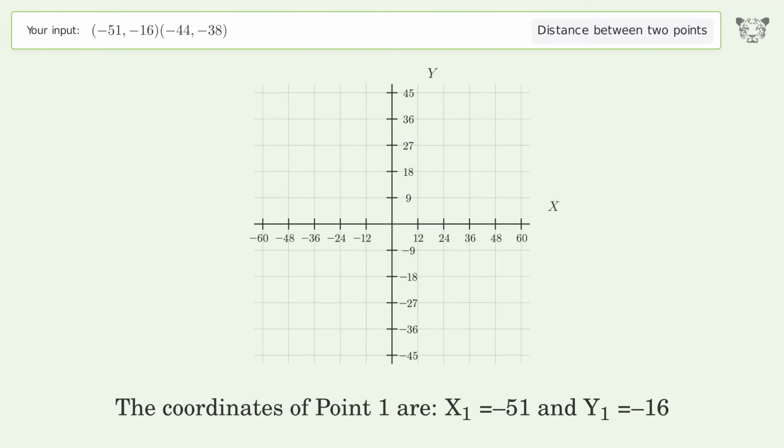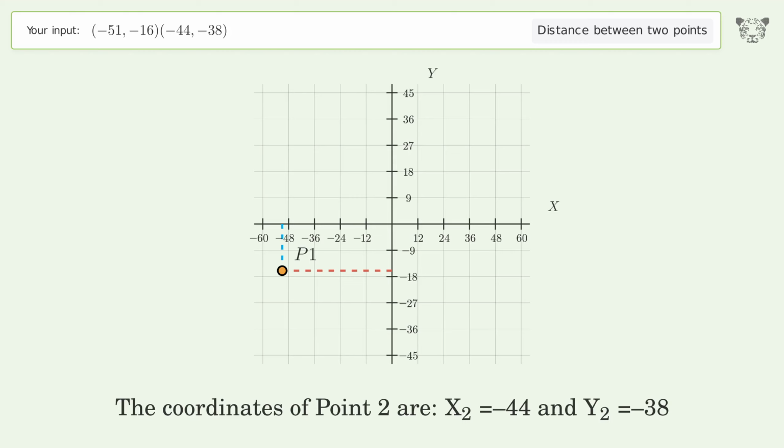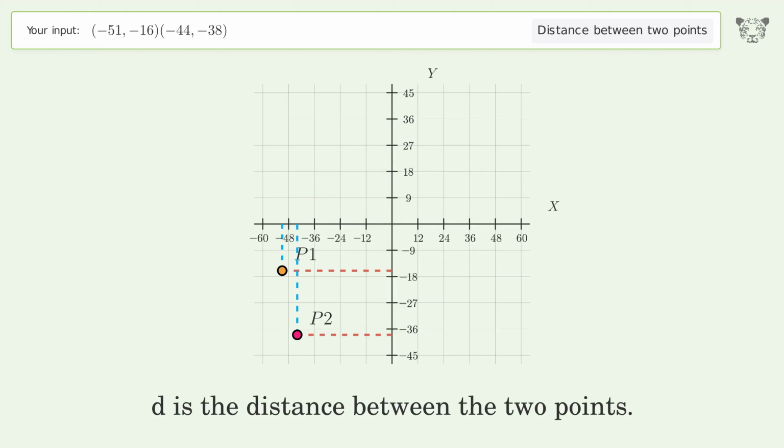The coordinates of point 1 are, x1 equals -51 and y1 equals -16. The coordinates of point 2 are, x2 equals -44 and y2 equals -38. D is the distance between the 2 points.